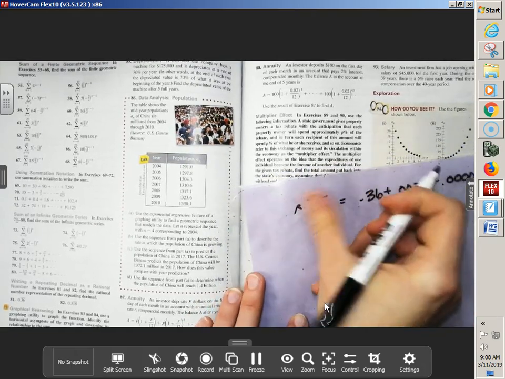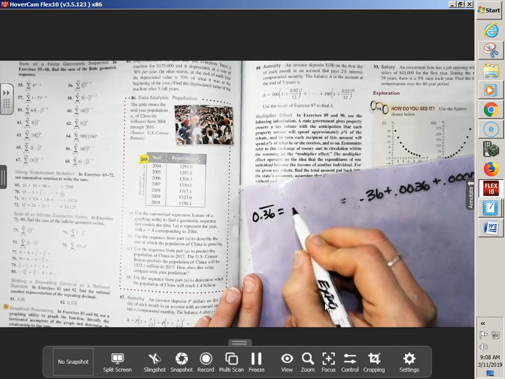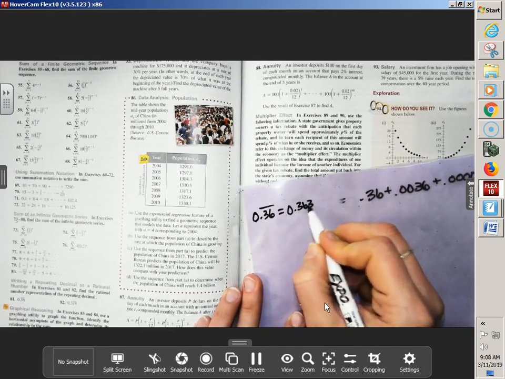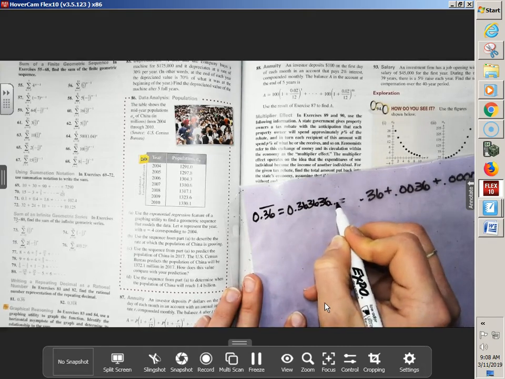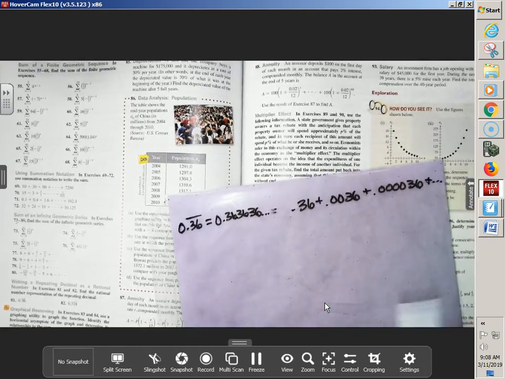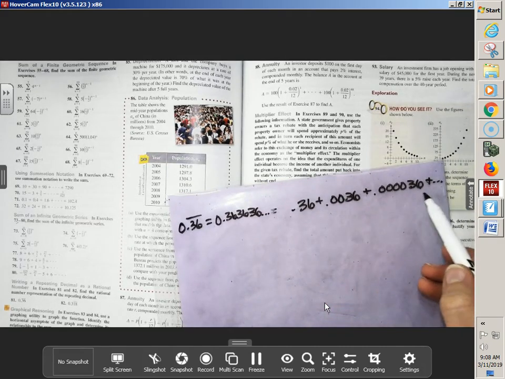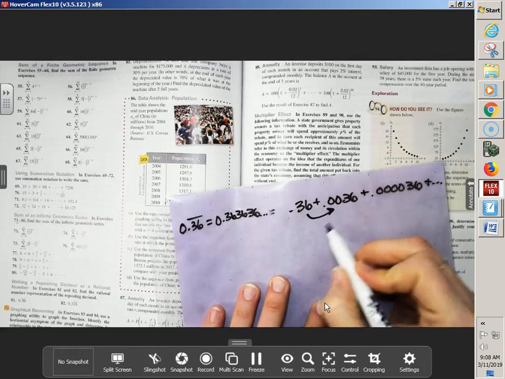If I was to rewrite this, repeating 36 is a 36 and another 36 and another 36 and another 36. Do you guys see how I'm doing my little progression? 36 hundredths and then 36 ten thousandths and then 36, I don't know, something a lot bigger. What's my common ratio? My decimal is moving how many places every time?